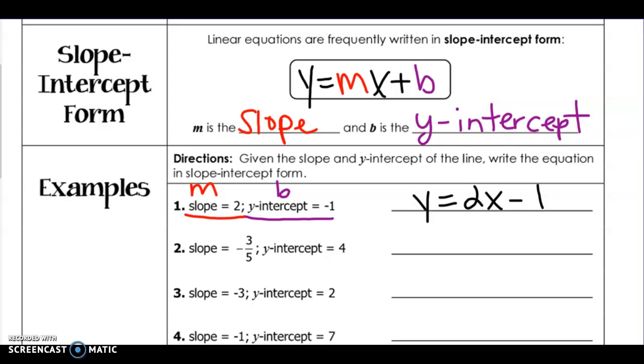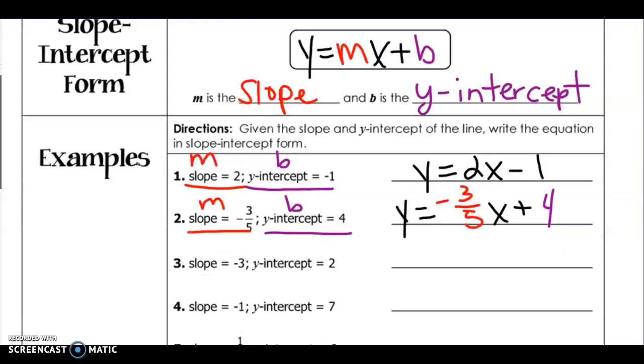So with the fractions for number 2, you're going to do the same thing. Remember, your slope is your m, and your y-intercept is your b. So again, I'm just going to plug these into the equation. So y equals my m, which is -3/5, x, because it's just part of the equation, and then plus my b, which in this case is 4. So that's how you would write them when given the slope and the y-intercept.